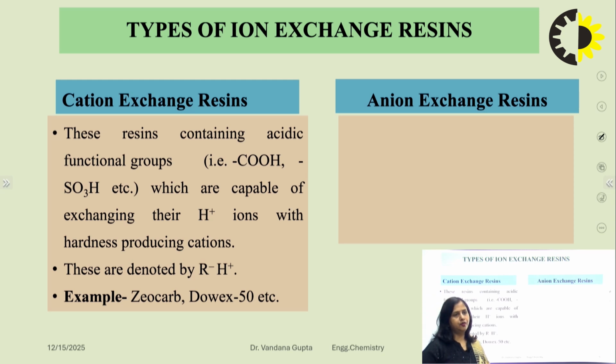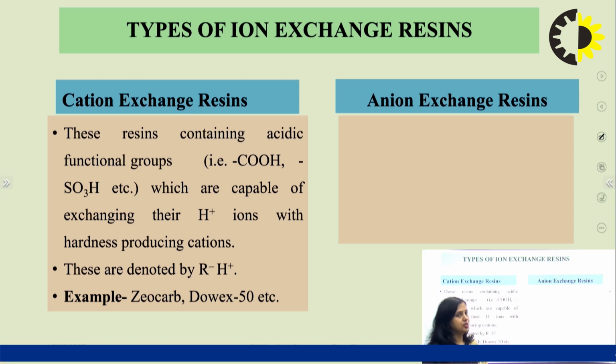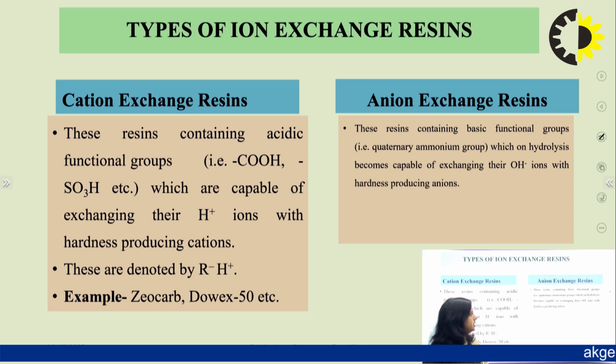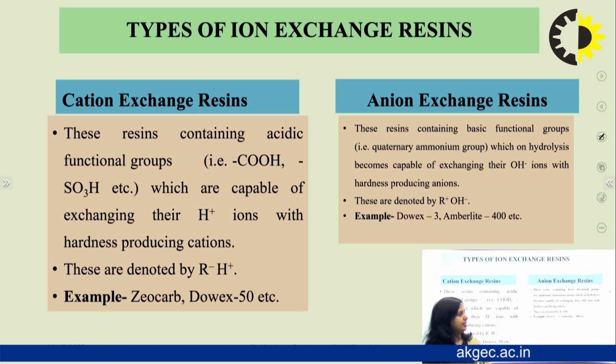And the other type of ion exchange resins are anion exchange resins. These resins contain basic functional groups. These are denoted by R+OH-. These are capable of exchanging their OH- ions with the hardness producing anions such as chloride, sulfate, bicarbonate, etc. These are some examples of anion exchange resins.